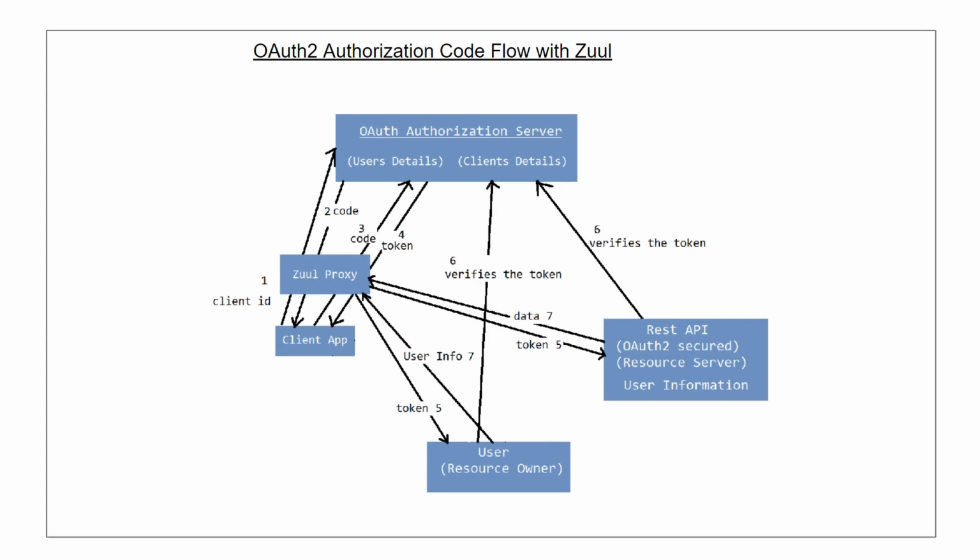The OAuth2 authorization code flow works the same way with Zuul too, except that the Zuul proxy will sit in between the client application and the backend services. All the requests will go only through the Zuul proxy to the backend applications, but the code flow remains the same. The client application will send the client ID and get the code, and again send the code and get the token, and use that token to get the information from the other backend services.